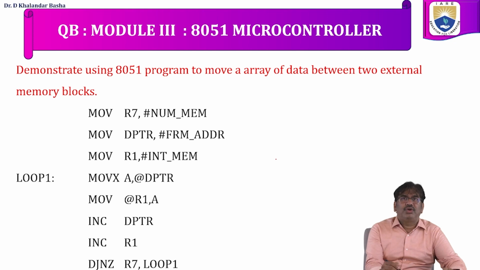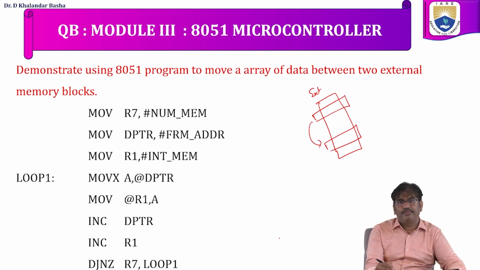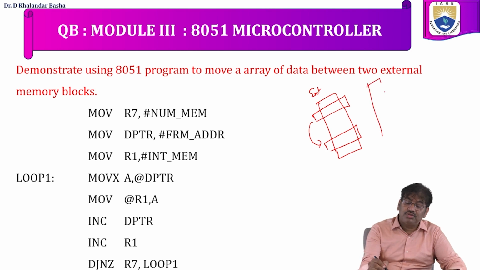Demonstrate using 8051 to move an array of data between two external memory blocks. So let us consider this is some external memory. Here we have a block of data. This we want to copy into this memory location. Directly copying from external memory to external memory is not possible. So what we will do is, first this data will be placed into the internal memory of 8051.